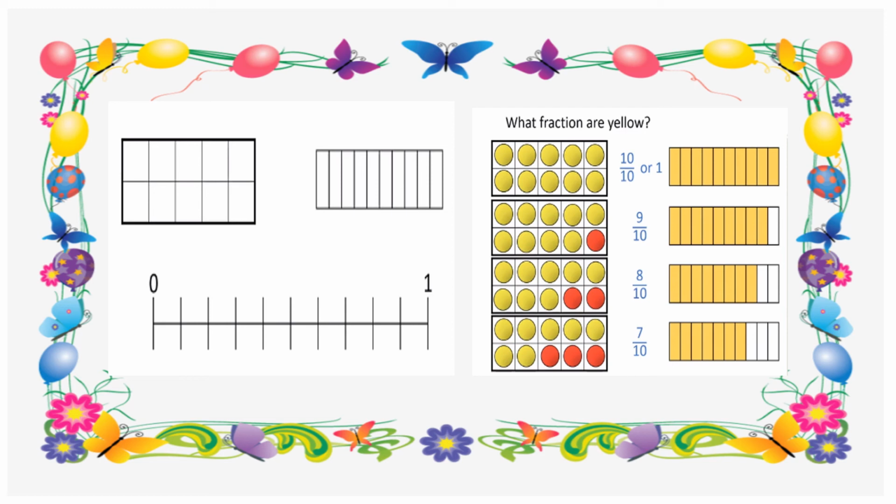So 9/10 is shown on this table, and 9/10 is shown here as well. 8/10 is shown here, 8/10 is also shown here, 7/10 is shown here, and 7/10 is also shown here. This is just to explain that we can represent our fractions using anything. We can use our 10 frame, we can use our bar model, we can use our number lines.